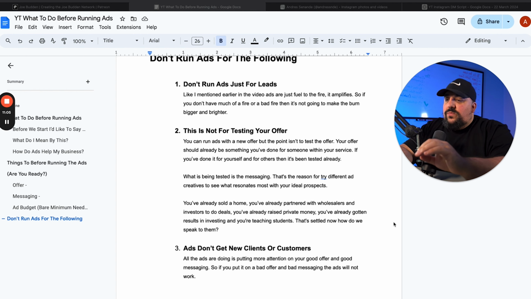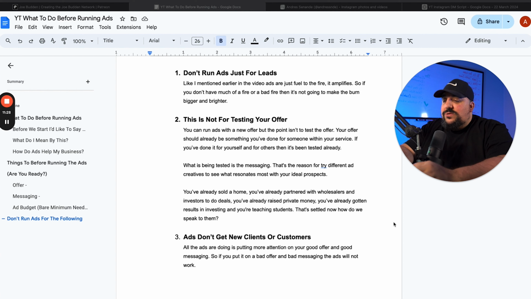The second thing is that the ads are not for testing your offer. I just briefly mentioned this. The ads are not for testing your offer. You can run ads with a new offer, but the point isn't that you're going to test the offer. Your offer should have already been something that you've done for someone else or for yourself. So if you've done it yourself and you've done it for somebody else, that means it's already been tested. What is being tested is the messaging. That's the reason why we try different ad creatives to see what's actually going to resonate with your ideal prospect. You've already sold the home. You've already partnered with wholesalers and investors to do deals. You've already raised private money. You've already gotten results in investing, and you're already teaching students. All that's been settled. So now, how do we actually speak to them?